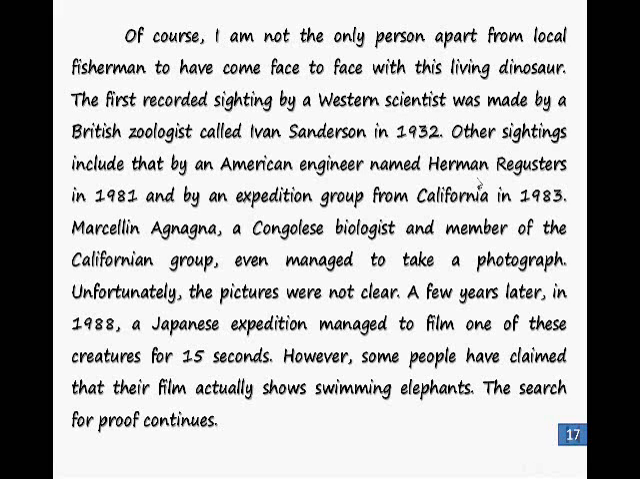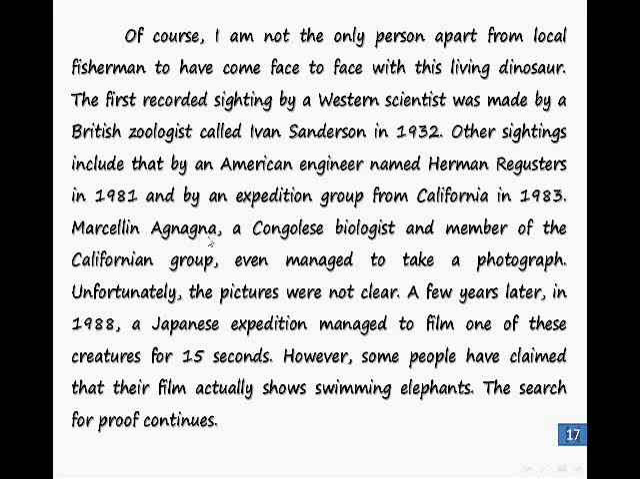And then again, let's read. Other sightings include that by an American engineer named Herman Roosters in 1981. And by an expedition group from California in 1983. Does that mean that this person really took a photograph? No, so this person is off now. We move to another name.